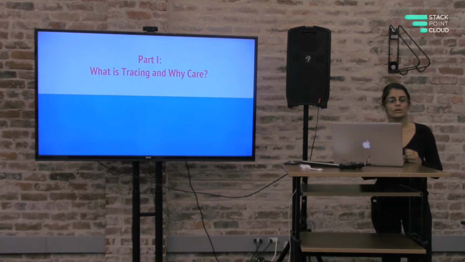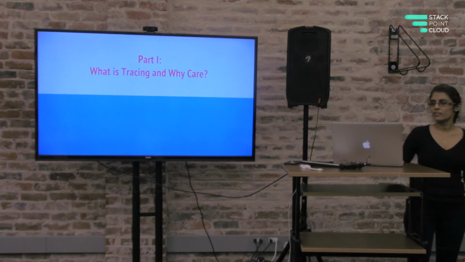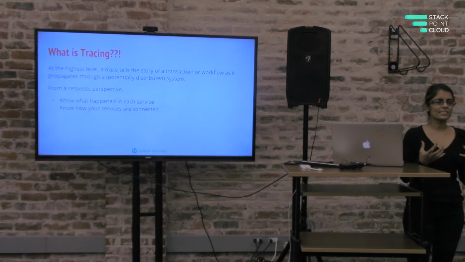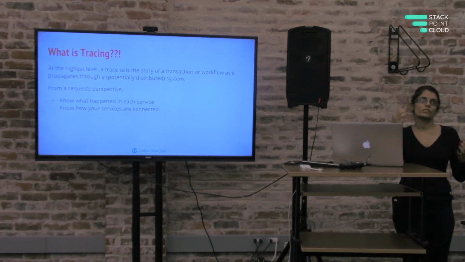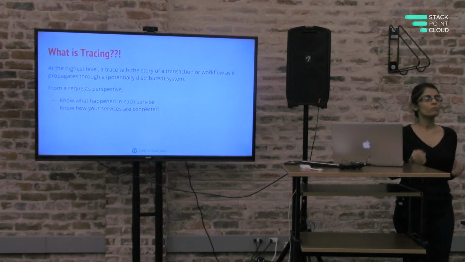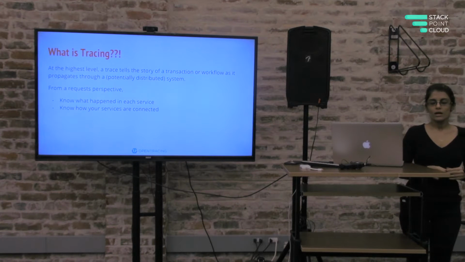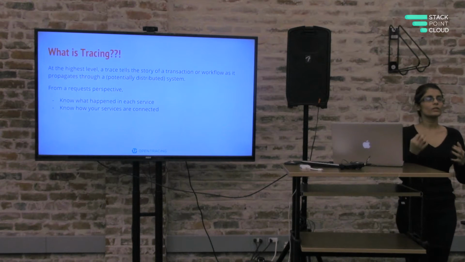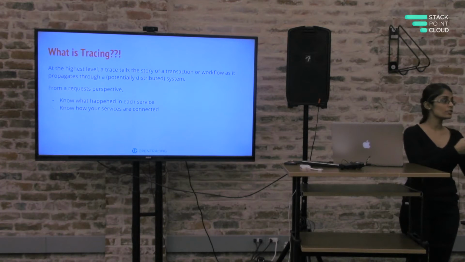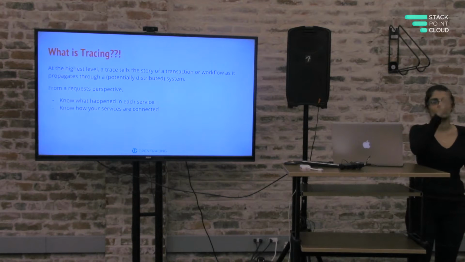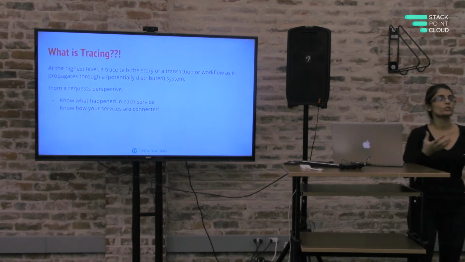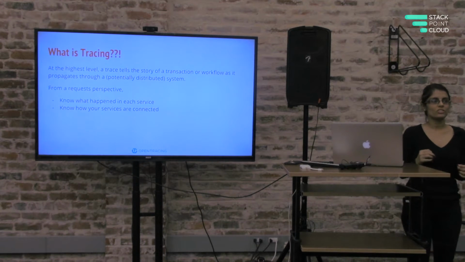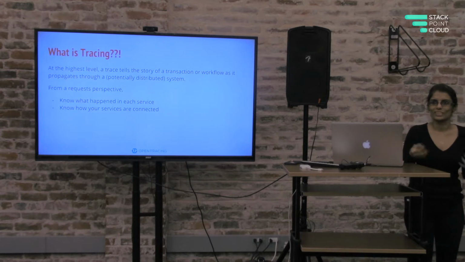All right, so what is tracing and why care? At the very highest level, tracing will tell you a story of a request as it passes through various components of a system, which is most likely distributed. From the request perspective, this explains what's happening within each service, which is done via spans, which are similar to logs, just a timestamp start-stop, and also what's happening between services, which is done through context propagation, which does exactly what its name says, propagate the context.